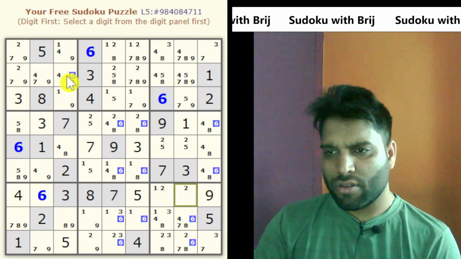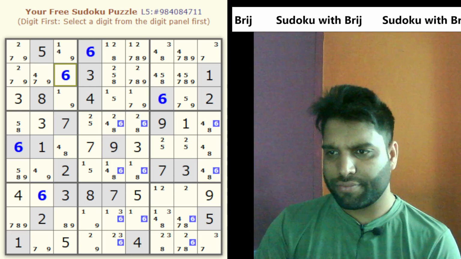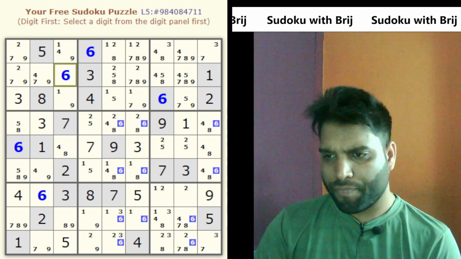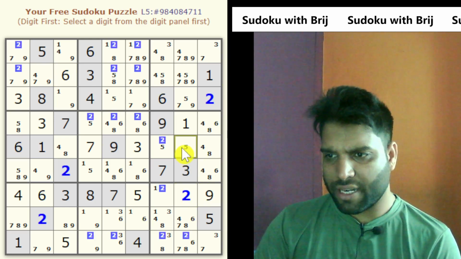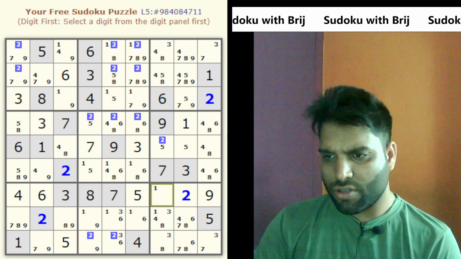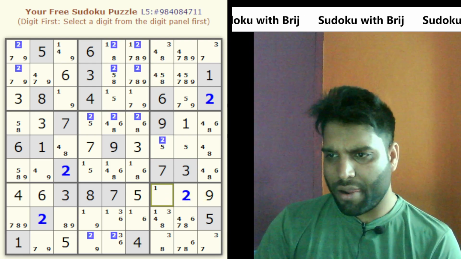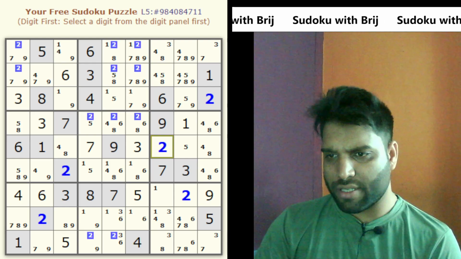Now 6 should be in this cell. Also, let's move on to 2. 2 should be over here, naked single, and 2 can be removed from these cells. So now 2 should be in this cell, and there is no elimination.